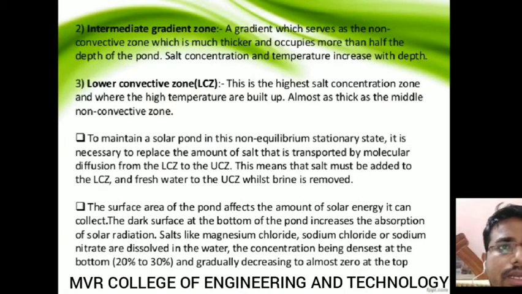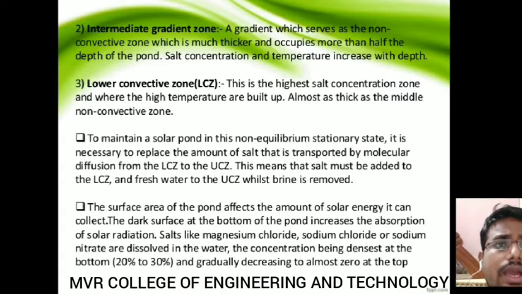What is meant by the intermediate gradient zone? It is a gradient which serves as the non-convective zone, which is much thicker and occupies more than half the depth of the pond. The salt concentration and the temperature increase with depth.